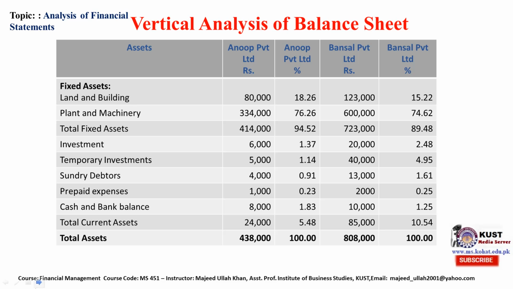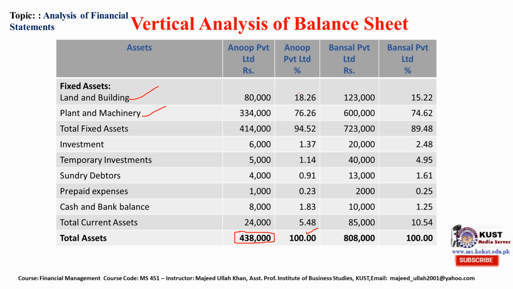First of all, we will start from assets. What is the position of assets? Fixed assets: land and building, plant and machinery, total fixed assets; investment, temporary investment, sundry debtors, prepaid expenses, cash and cash balance, total current assets. That is total assets. In common size analysis, we will consider this total as 100%. Now each figure will be expressed as a percentage of this 438.